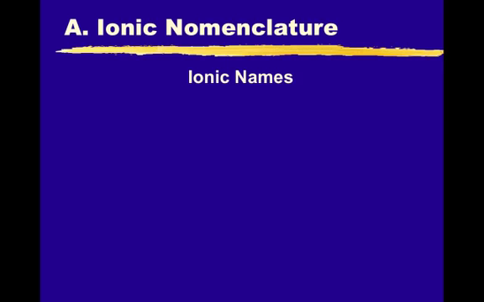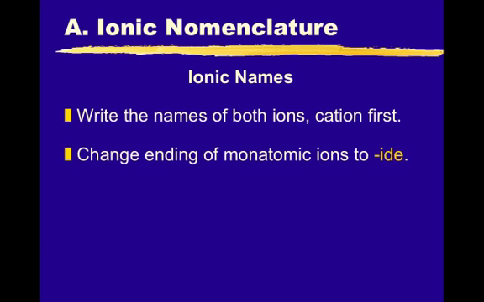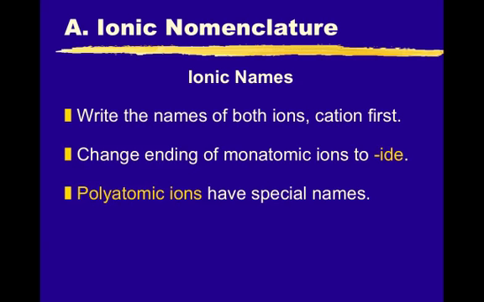Alright, now ionic names. How do we determine the ionic names? Well, we always write the name of both of the ions. Always start with the cation, so the metal will come first. Then change the ending of a monatomic ion, or the second anion, to IDE. We always end in IDE if we have a monatomic ion. If we have a polyatomic ion, we have to go to the back of our pink-colored periodic table. I have given you a pretty good list of polyatomic ions in the back of that periodic table.